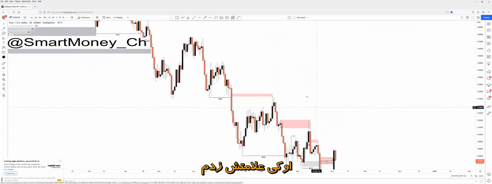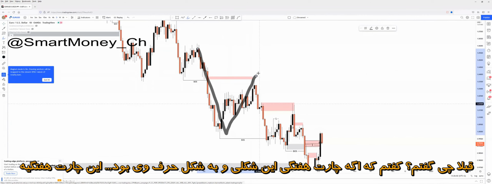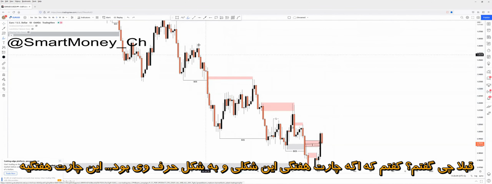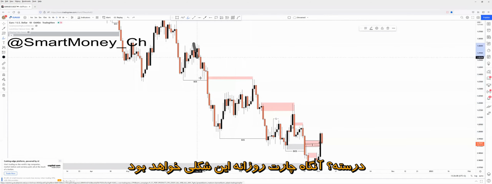Okay. So I just marked it. This is the weekly V shape, right? What did I say? If a weekly V shape looks like this, this is the weekly, then the daily will look like this.